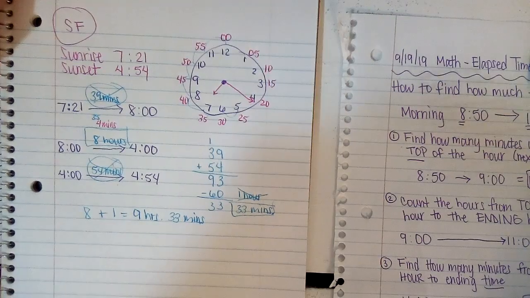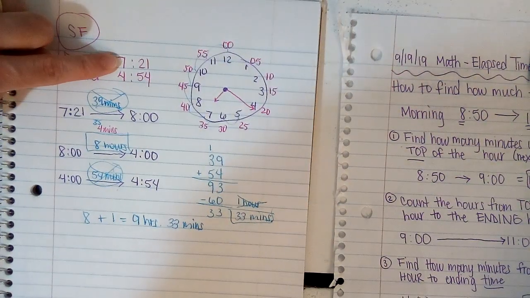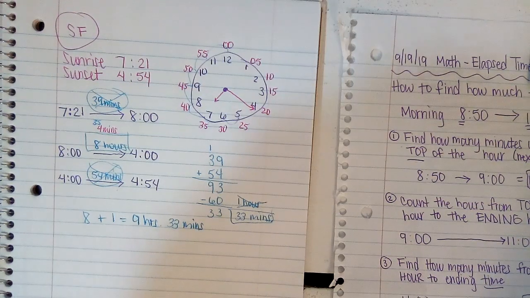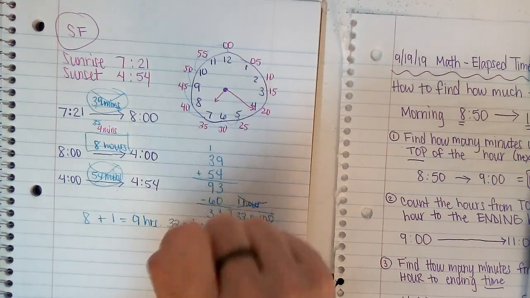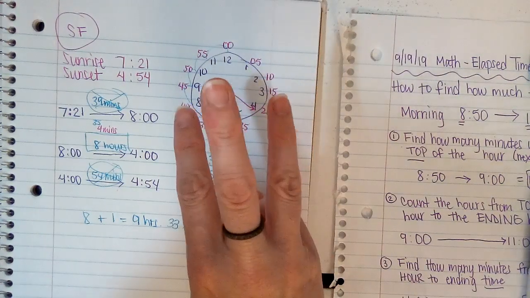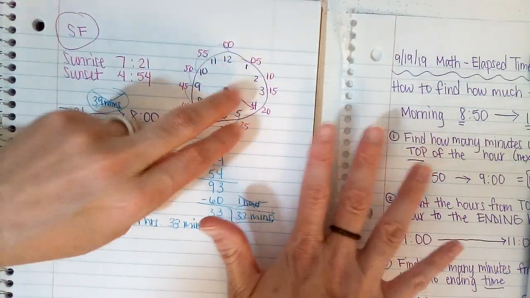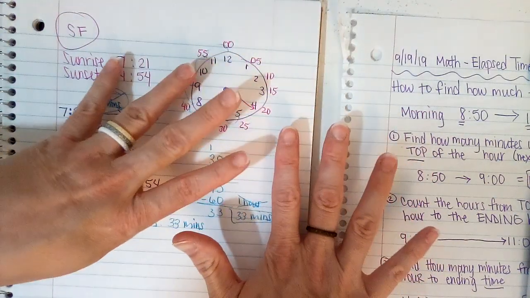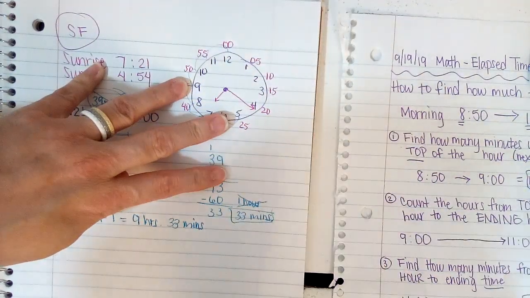Now sometimes what your families might do is they might just think of 7:21 to 4:21. 7:21, 8:21, 9:21, 10:21, 11:21, 12:21, 1:21, 2:21, 3:21, 4:21. Do you see how that is? That's 9 hours.